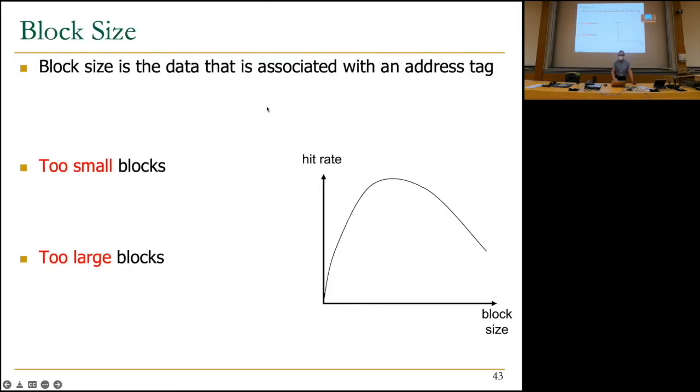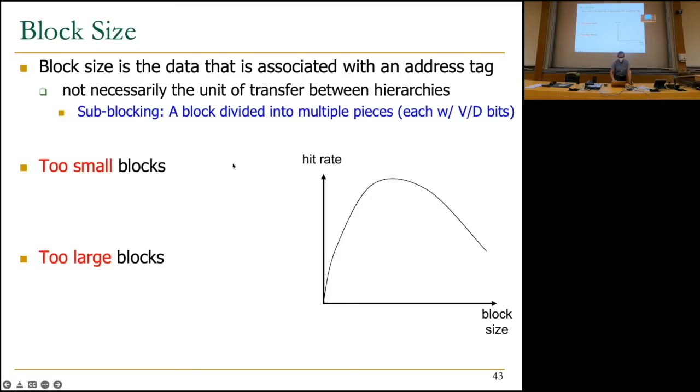Okay, block size. Block size is the data that's associated with an address tag, right? That's the cache block size. You may have small blocks and large blocks, and the curve looks like this, as you can see. I'm assuming here that the cache size is constant. You keep the cache size constant, so you have small blocks or large blocks. But before we study this, this is not necessarily the unit of transfer between the caches, because the unit of transfer between the caches can be at a sub-block granularity, smaller than the block size. And that's actually true in many cases in existing hierarchies.